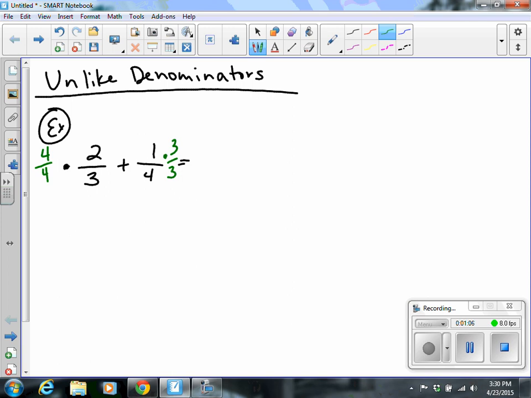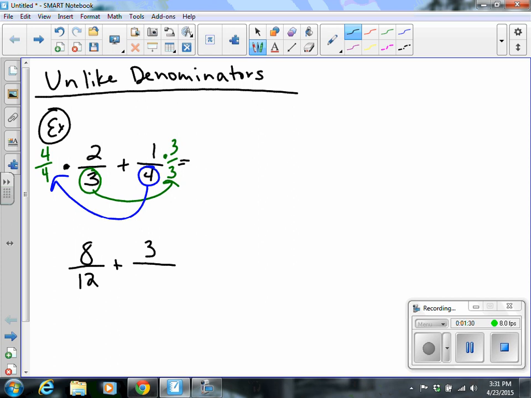Now, how did I know to do that? I took the 3 here and moved it over, multiplied it by the other fraction. I took the 4 that was in the denominator of my other fraction and multiplied it on the other side. So then I would have 8/12 plus 3/12, and then I could add those two fractions together.